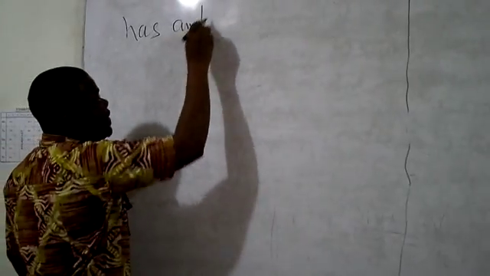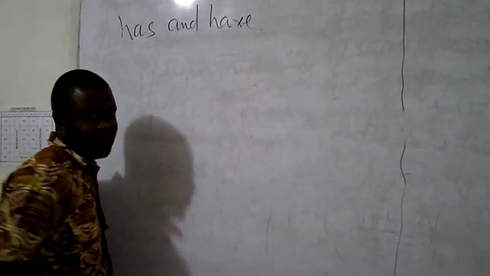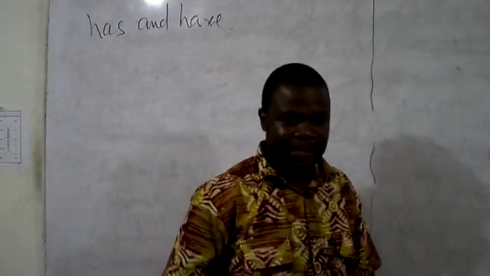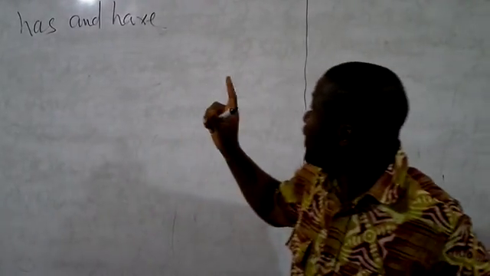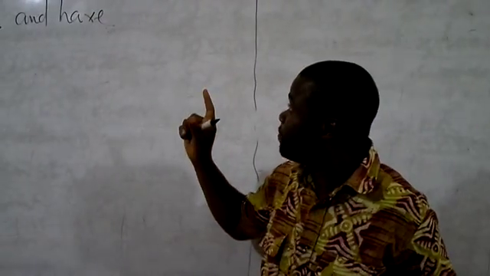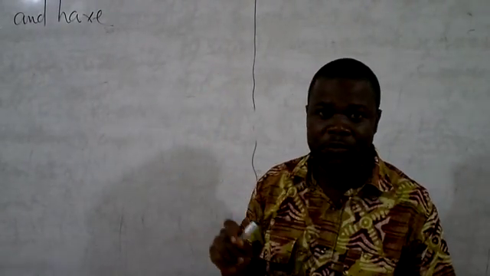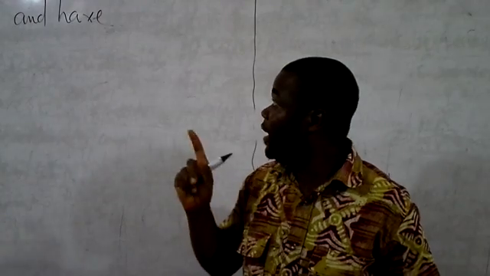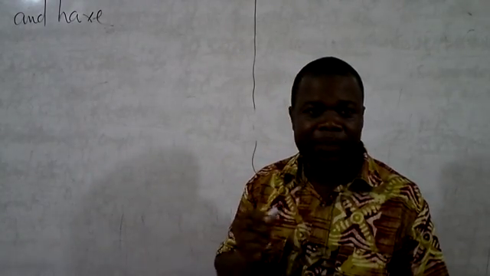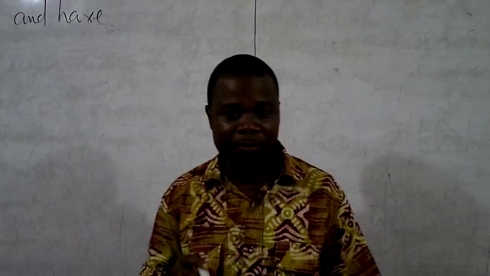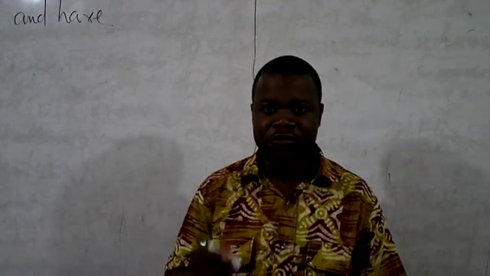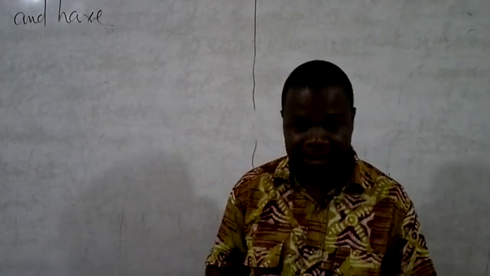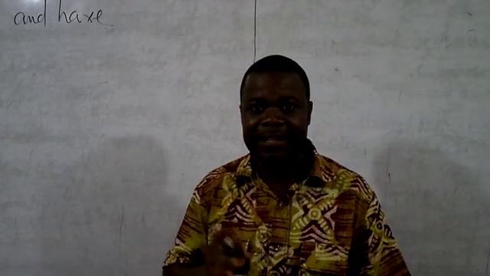and have, followed by the past participle form of the verb. So the present perfect tense, like I said, is identified by two helping verbs, has and have, followed by the past participle form of the verb. The present perfect tense is used for an action that has just taken place or that has already been done.